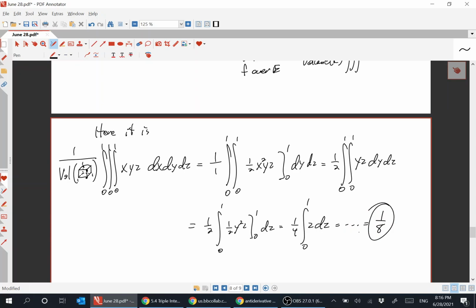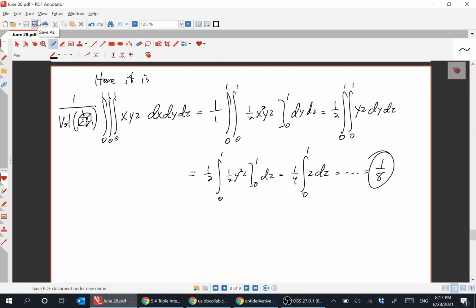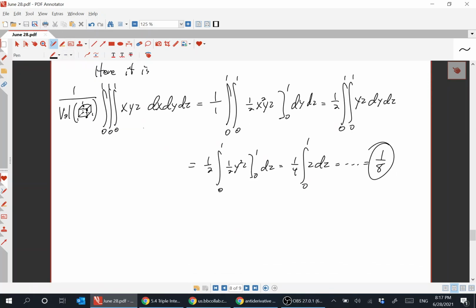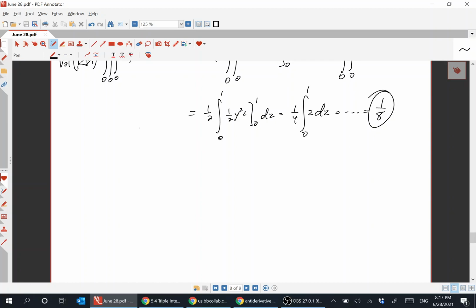So the average value of the function xyz over that box whose sides are 0 to 1, 0 to 1, 0 to 1, the average value is an eighth, because the average value of each variable is a half. So it's a half times a half times a half. That's not a proof, that's just intuition. The actual calculation tells you it's this.